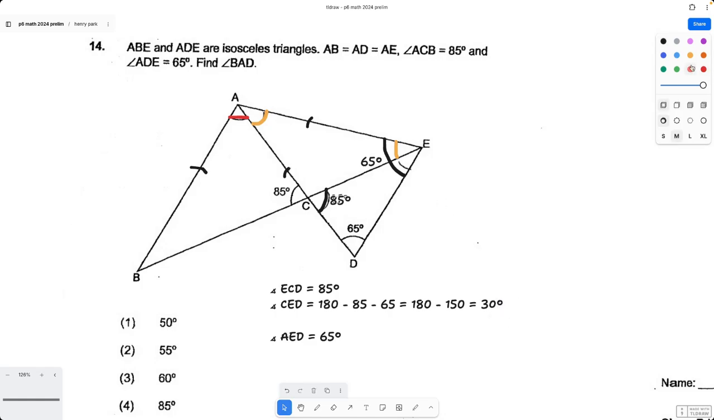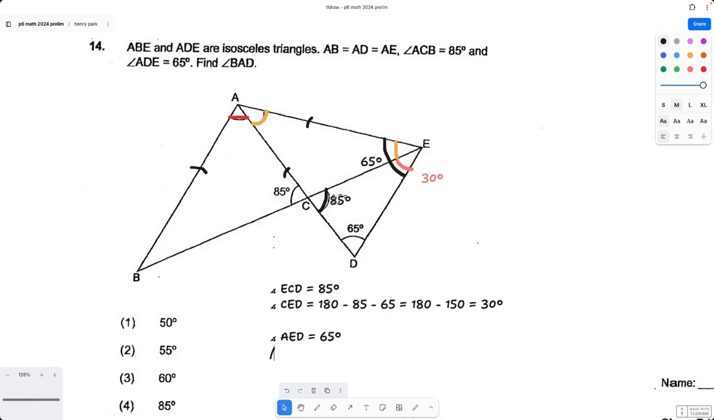So let me just draw this in pink. This one over here, okay, is 30 degrees. Okay, so that means the orange one is angle what's this? Angle AEB.